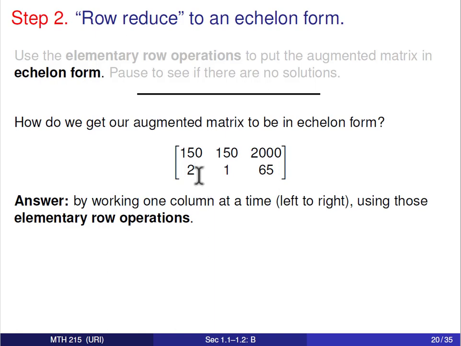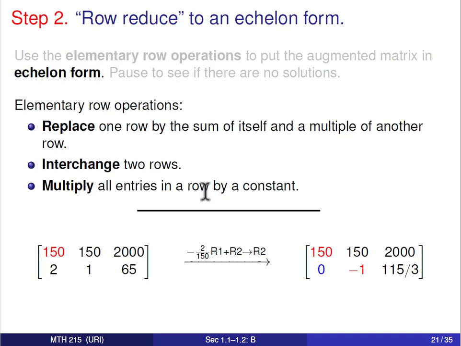So in particular, as we move from the left to the right, I do see that 150 is a leading entry in the first row. In order to put my matrix in echelon form, I would need to have a 0 underneath it. And so what we'll do is see what we can do. You'll remember that the elementary row operations we're allowed to use are these 3: the replacing operation, the interchanging, and the multiplying operation.